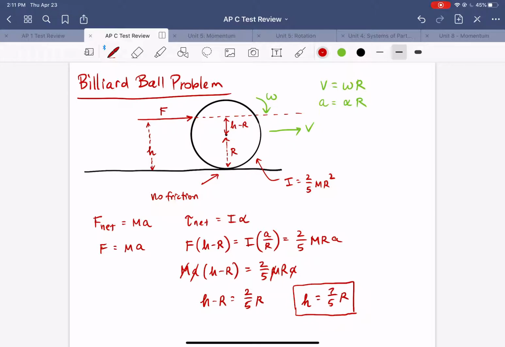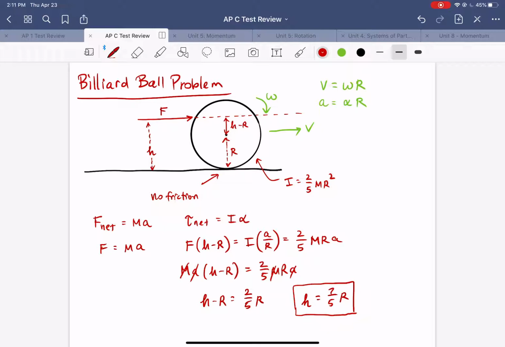So if you play billiards and you want to apply topspin or backspin to the ball, then that basically means you want to line your cue up either above or below this point to cause over or under rotation. That's a bit of a more advanced topic though, so I won't go into that.